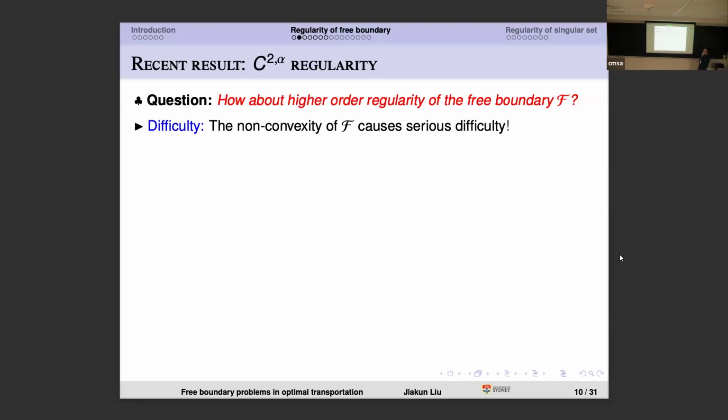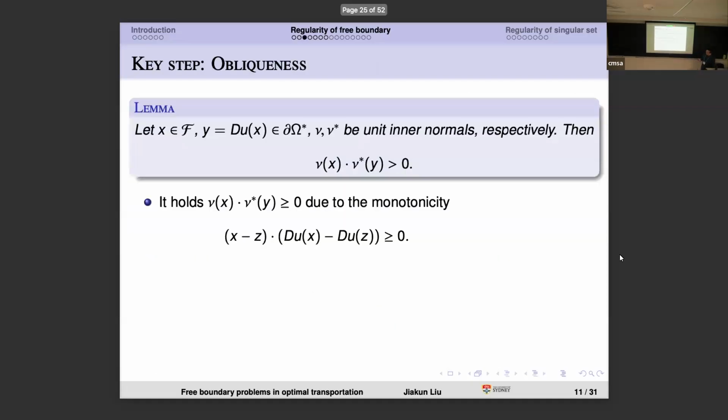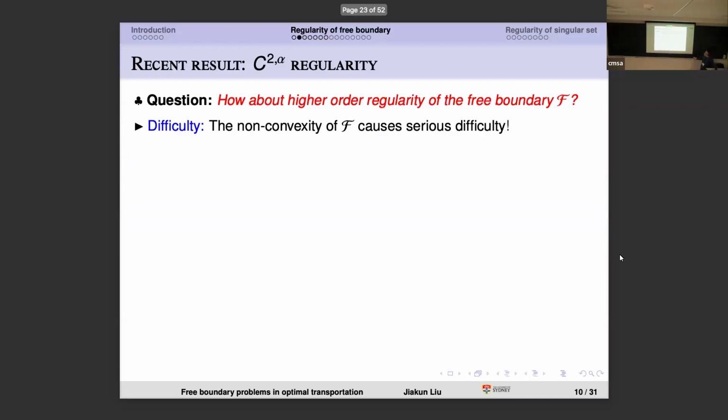However, we are more curious about the higher order regularity. Once you move to higher order regularity, you can use bootstrapping, going higher and higher. But unfortunately, the difficult part comes from the loss of convexity, because the free boundary in general is not convex. If you are lucky and it's convex, then you have optimal transport from a convex domain to a convex domain, which is well known, right? But the free boundary could have a zigzag, it could be very wild. There's no convexity in general, so that causes a lot of trouble.